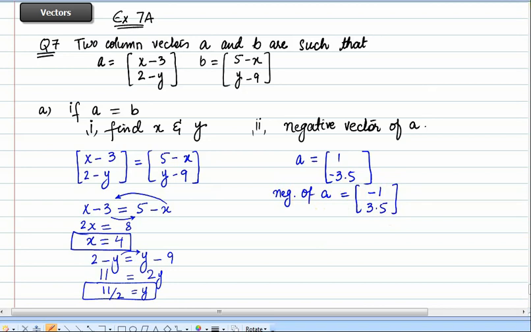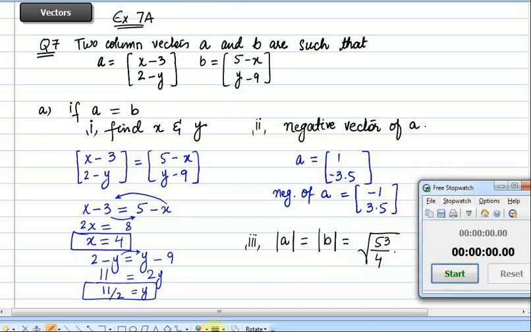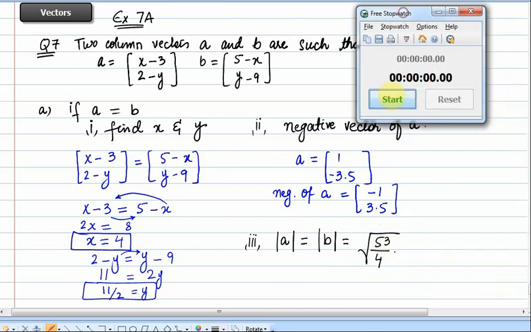In the last part, you need to find the magnitude, and it says in part 3, show that the magnitude of A is equal to the magnitude of B is equal to under root 53 divided by 4. So you need to find the magnitude of A and B, and it should be equal to root 53 upon 4. You have 1.5 minutes to attempt it, or maybe 2 minutes to start.